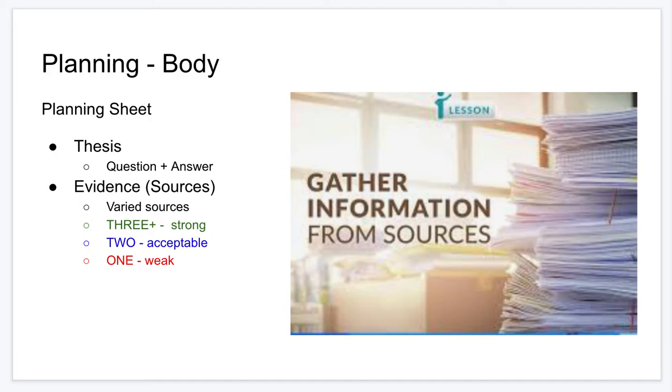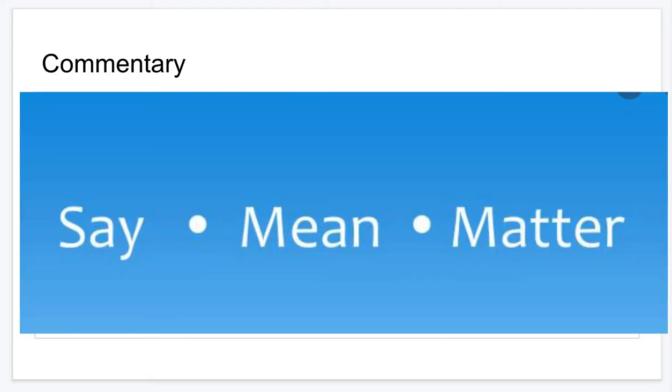Well, once you get your thesis, you need to have a planning sheet. You've got to gather the sources. You have your thesis, which is your question and answer. Now it's time to find sources to support your thesis. You want to use varied sources, 3 sources to prove your 1 point, strong. 2 sources, acceptable. If you only have 1 source, it's a weak paper. It won't be successful.